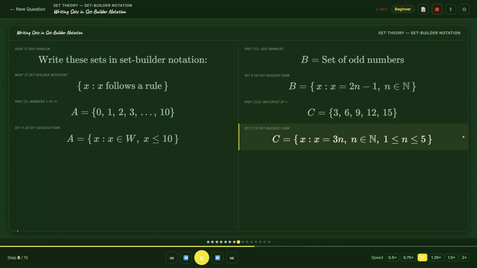We write X equals 3 times n, where n is a natural number from 1 to 5. This rule gives us exactly 3, 6, 9, 12, and 15. Not one more, not one less.